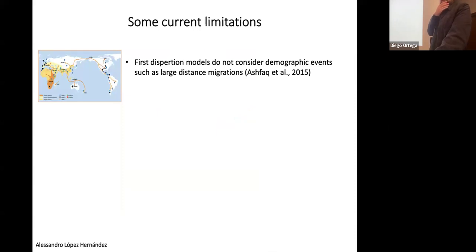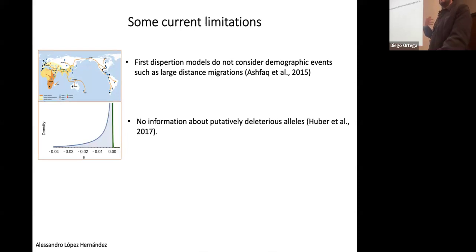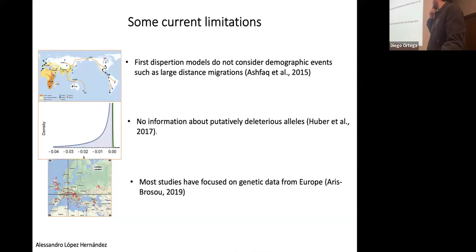We were interested in this line of work because some of the methods that have been developed do not consider demographic events such as long distance migration. They also do not consider putatively deleterious alleles. Deleterious alleles decrease the frequency of an allele in a particular region, and they tend to not be as expanded as neutral or advantageous alleles, so we wanted to take a look at that. Most of the studies have also focused on genetic data from Europe, so we wanted to see if we can use some of the new results that have been obtained to look at selection in a broader genetic sample.